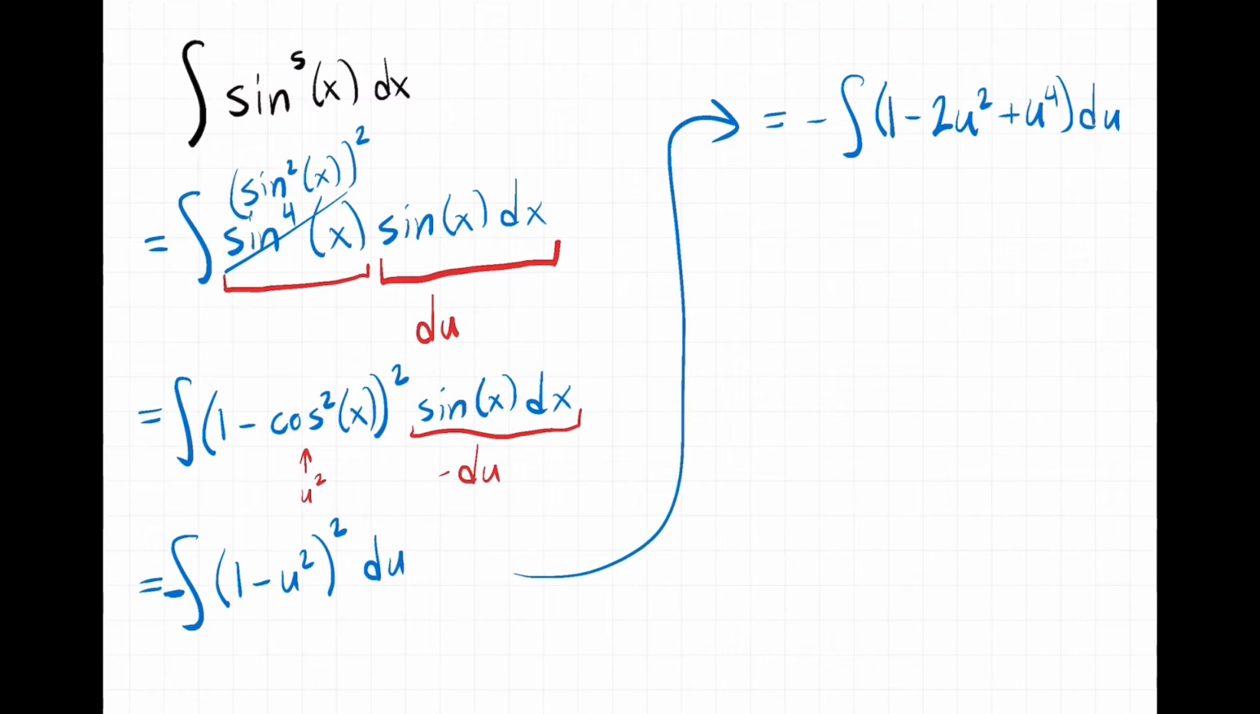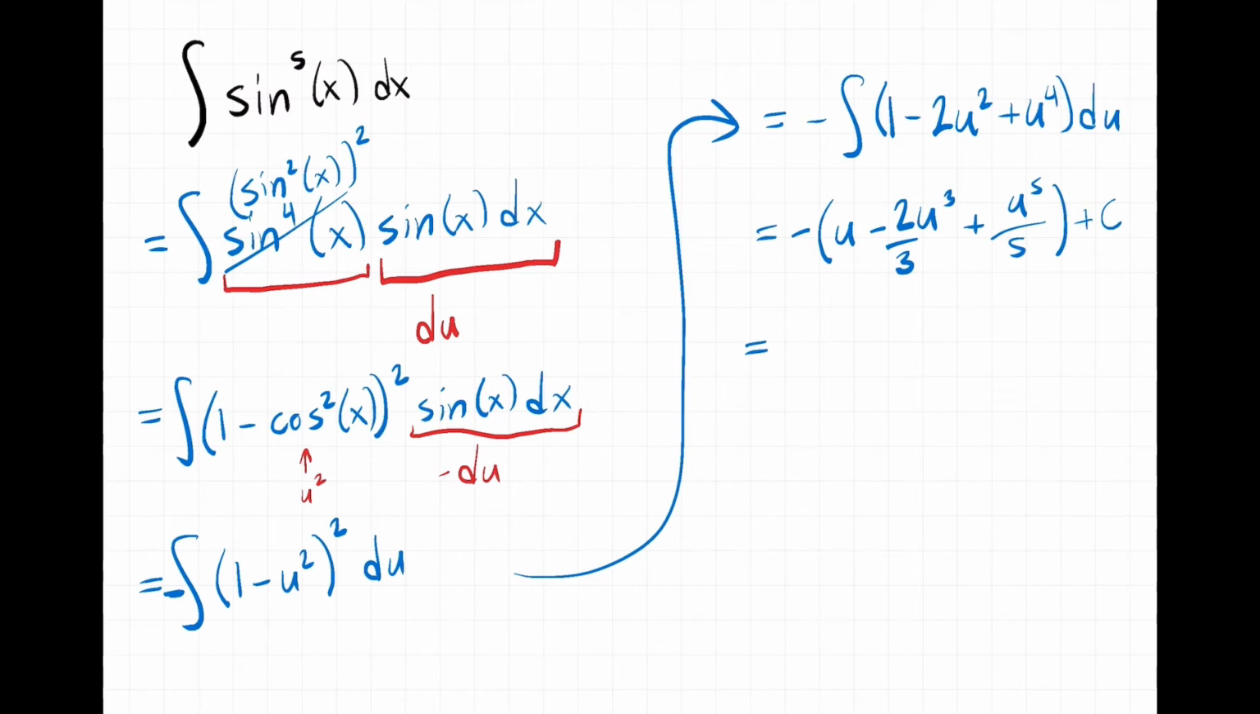And this is now an easy integral to solve. This is negative u minus u to the third times 2 over 3 plus u to the fifth over 5, plus a constant, of course. And we can distribute that minus sign. And also, let's fill in what our u is.